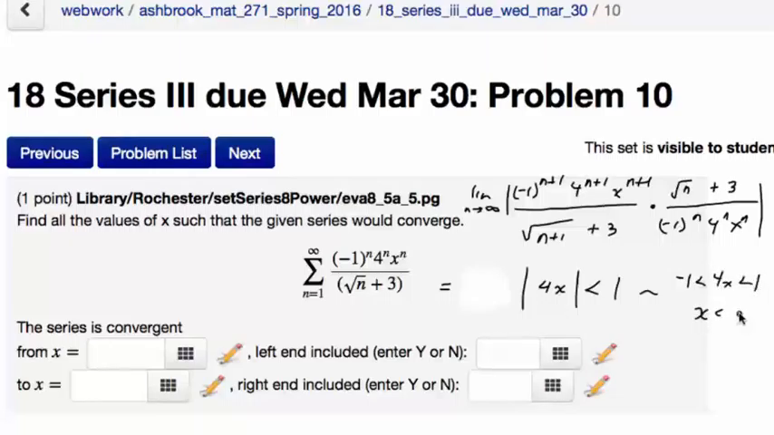So our initial interval itself is negative 1/4 to 1/4. But then we have to check the endpoints. So we're going to start with negative 1/4. When you put negative 1/4 in here, you get negative 1 to the n, 4 to the n times negative 1/4 to the n.